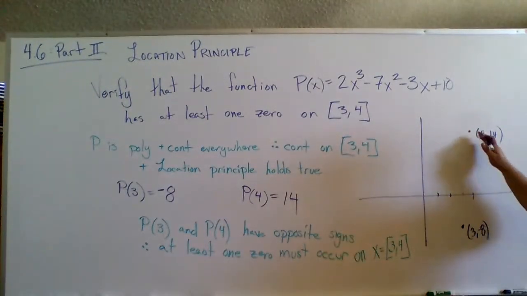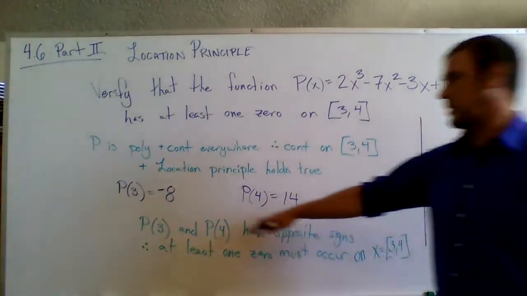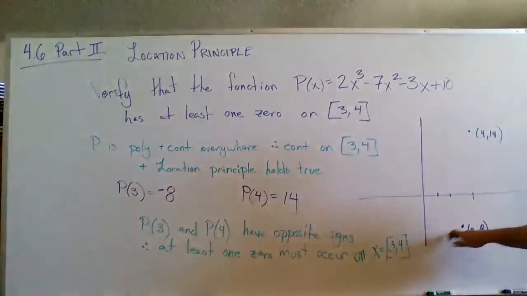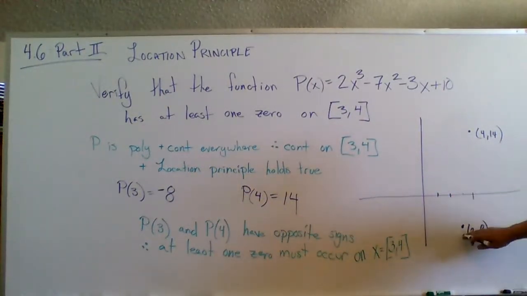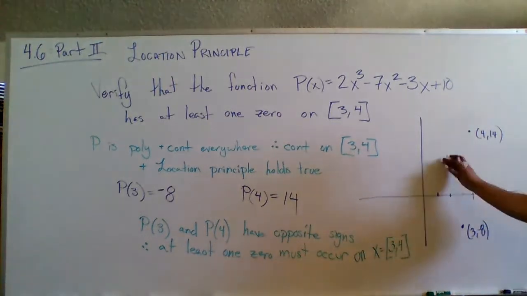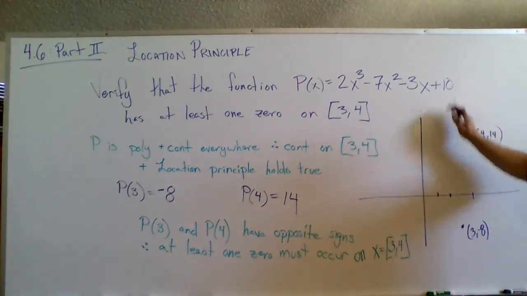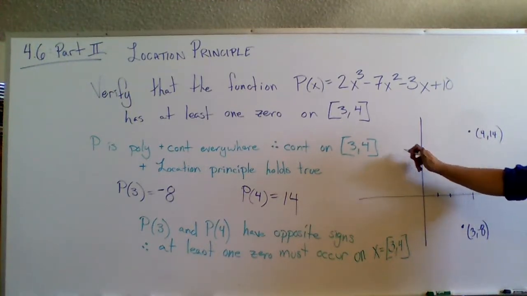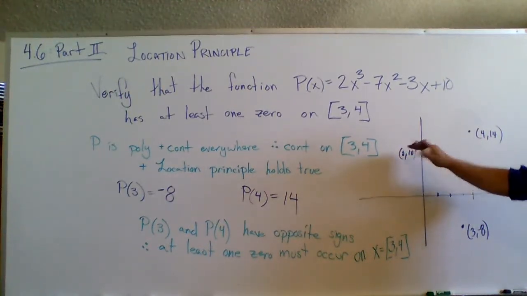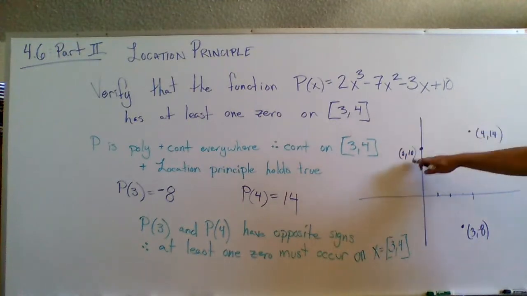Alright, I just plotted these 2 points, guys, just from knowing that P of 3 is negative 8 and P of 4 is 14. Okay, that's kind of what this looks like. This is a polynomial. Our y-intercept of that polynomial is 10. It's not really necessary to talk about that, but it's good to just always go over this.